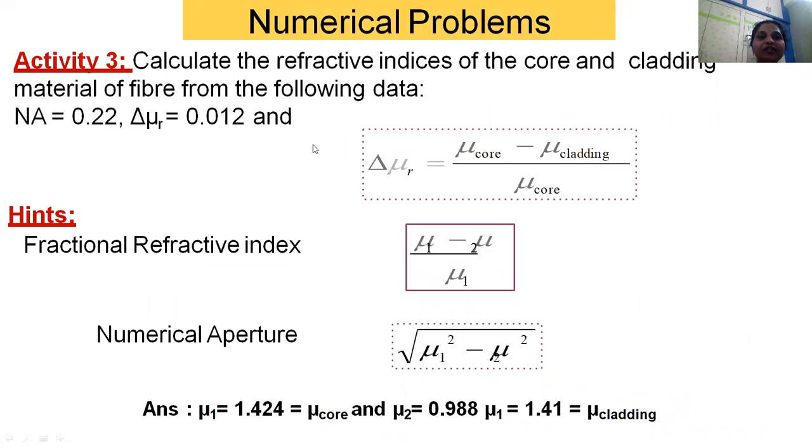The third numerical is to calculate the refractive indices of core and cladding, given that the fractional change in the refractive index and the numerical aperture are given. So it's somewhat like a reverse problem. Delta mu r is equal to mu core minus mu cladding, that is n1 minus n2 by n1. If I substitute that value, we get n1 is equal to 1.424, n2 is equal to 0.988 and so on. So these are the simple problems based on the formulas that we have derived for the numerical aperture, the acceptance angle and the fractional change in the refractive index.